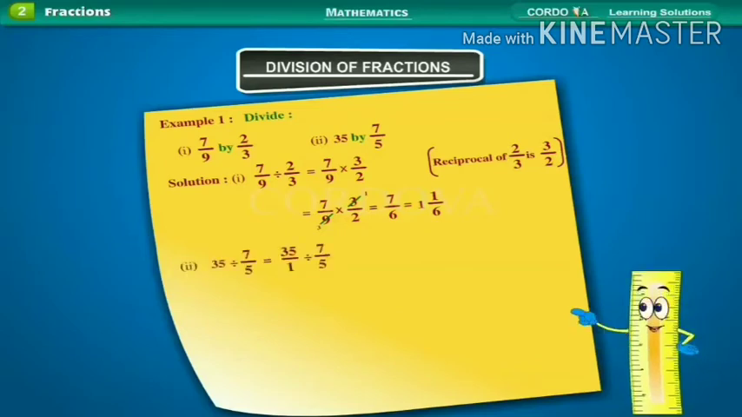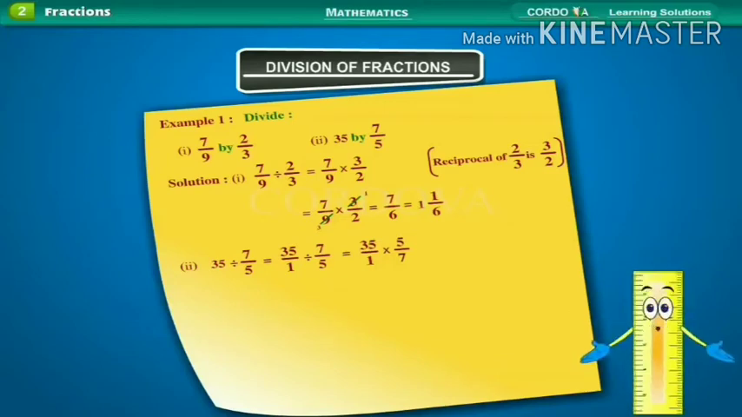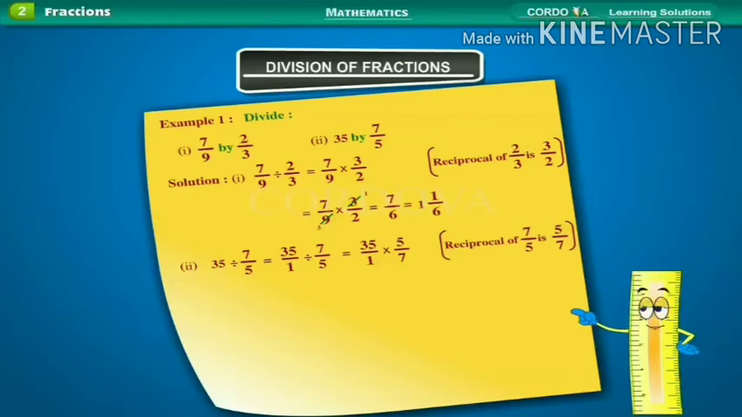35 divided by 7 upon 5 is equal to 35 upon 1 divided by 7 upon 5, which is equal to 35 upon 1 into 5 upon 7. Reciprocal of 7 upon 5 is 5 upon 7, which is equal to 25.